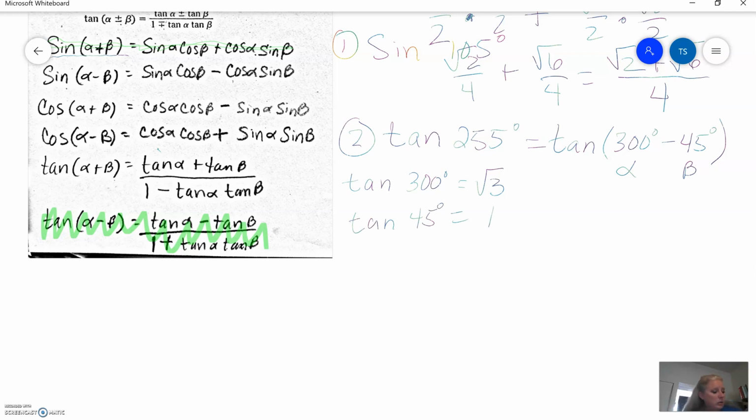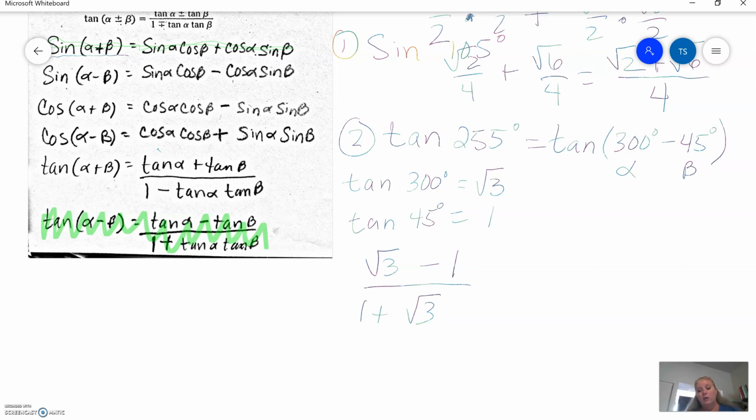Okay. So you have your unit circle. This stuff should be on it. I think we did it. So ultimately what we're going to do here is I'm just going to start substituting. The tangent of 300 is the square root of 3. So radical 3 minus 1 over 1 plus radical 3 times 1. Oh, that's just radical 3.